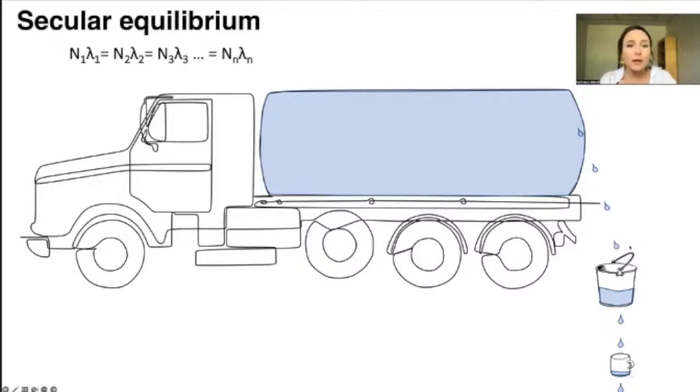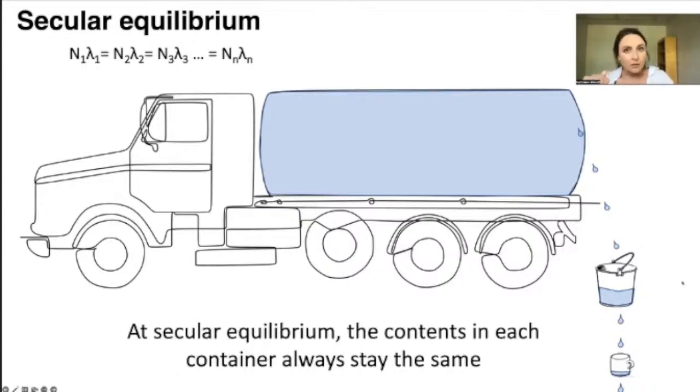So you can imagine having a massive tanker truck that is full of water, and this tanker truck has a tiny little leak in it. So this leak leaks out drops of water that fall into a secondary container, shown here by this bucket, which also has a leak in it. So water leaks out into this cup, which also has a small hole in it. So water leaks out, and so on and so forth. At secular equilibrium, the water levels in each of these containers remains constant because the rate of water entering a particular container equals the rate of water leaving that container.